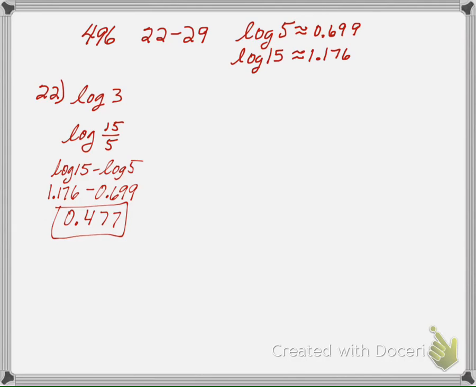So you're not allowed just to hit log 3 on your calculator. I actually want to see that you're using 15 and 5. You're showing that you're dividing it, and then you're using your property to subtract it. Then you're substituting your numbers in, and then you're actually using your calculator at the end just for subtraction.